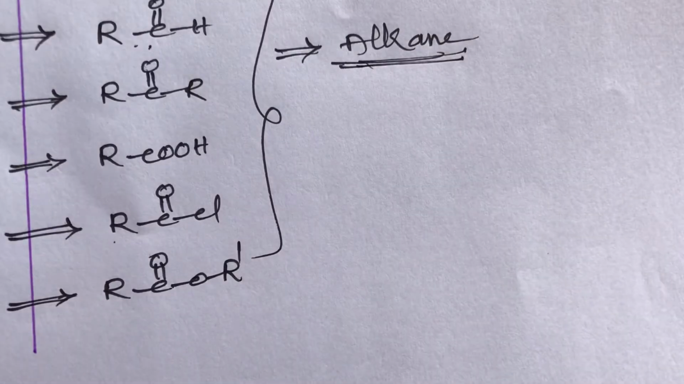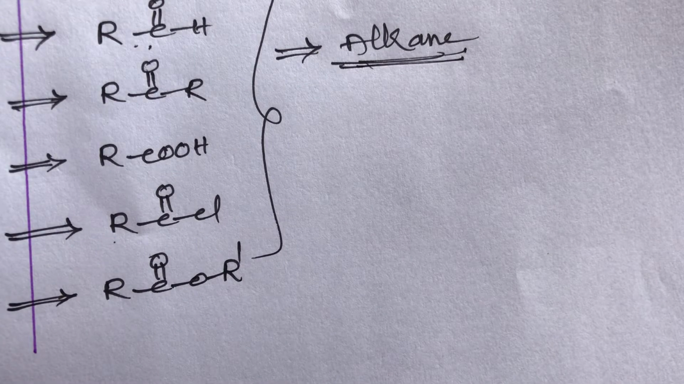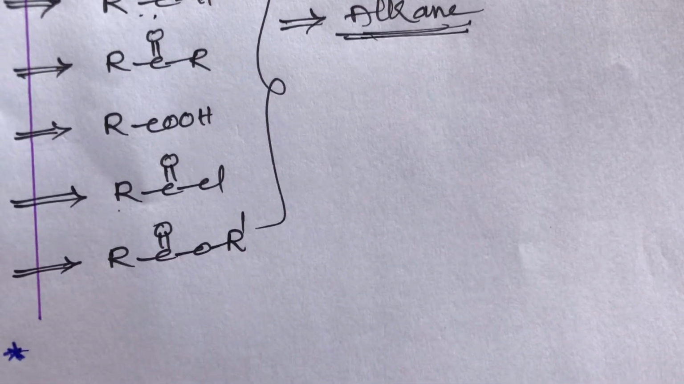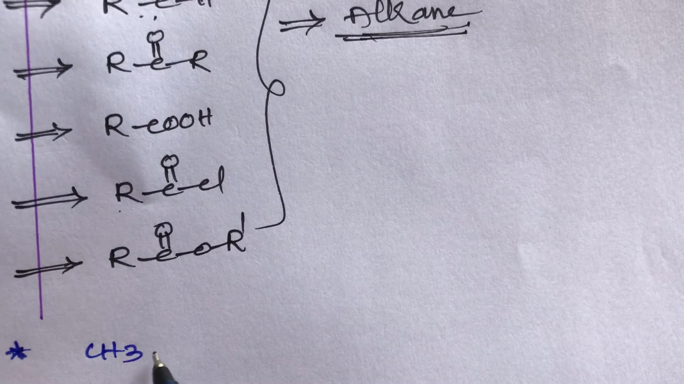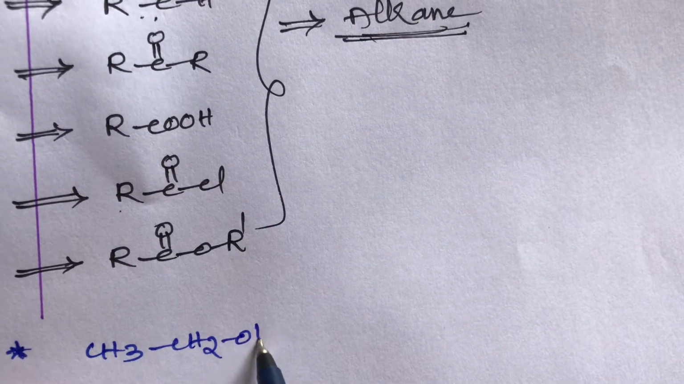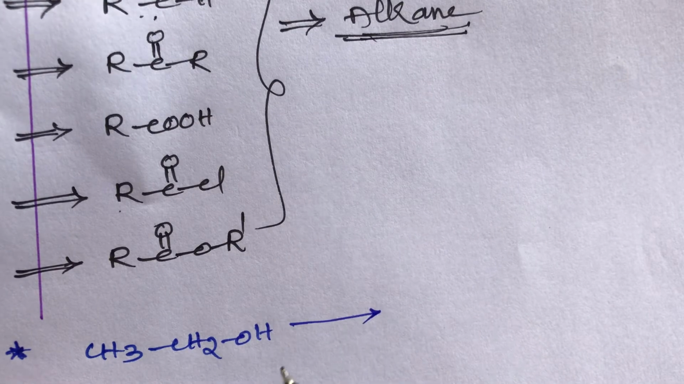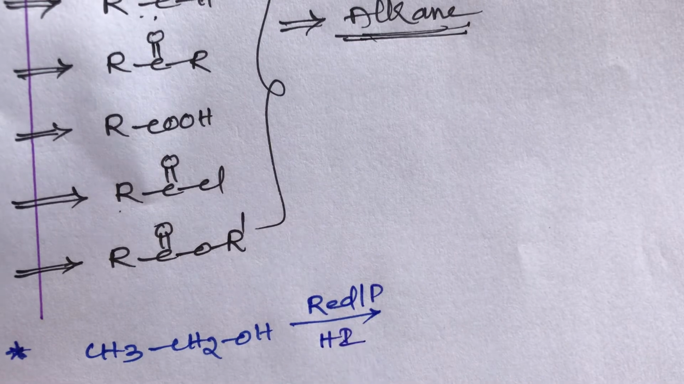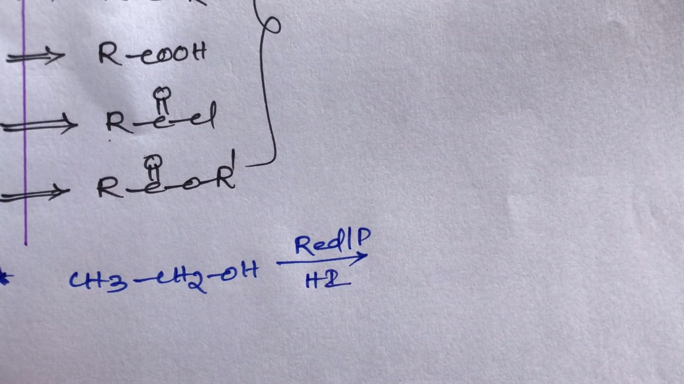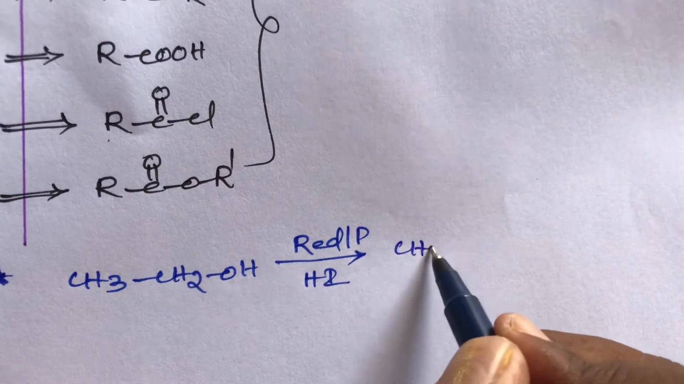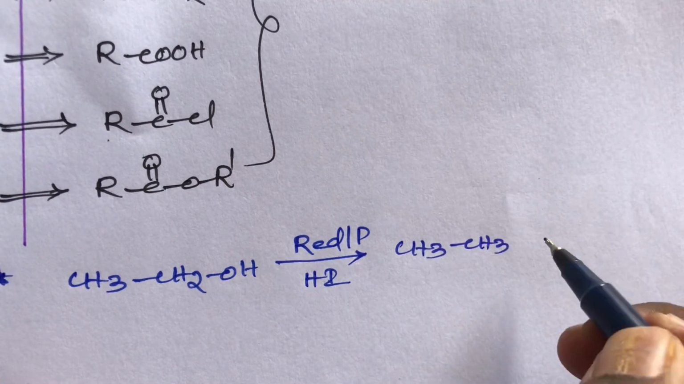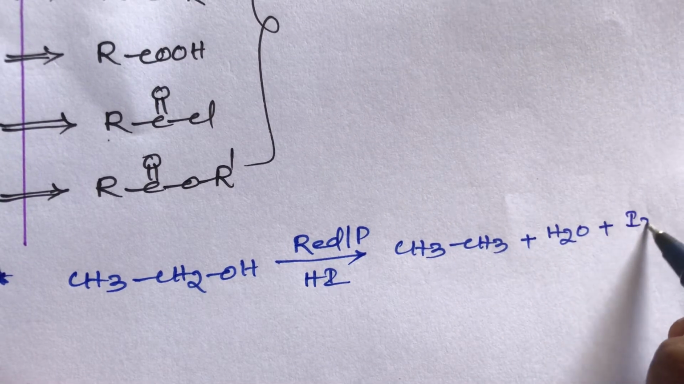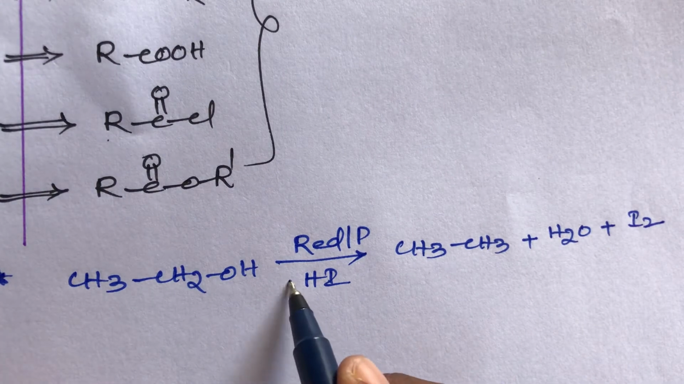Now we will discuss them one by one, student. For HI, the first one we will discuss is alcohols. Take the alcohol example, ethyl alcohol, CH3CH2OH. Ethyl alcohol reacts with HI in the presence of red phosphorus and gives ethane plus water plus I2. In this reaction only 2 moles of hydrogen iodide are involved.